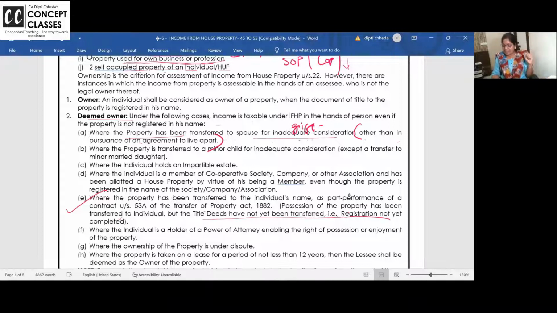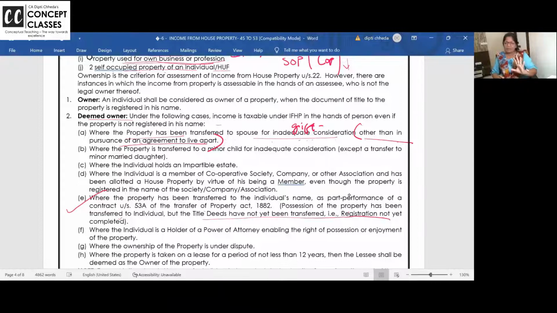It is like that, other than in consideration to live apart. See, in case of divorce, when there's a divorce, they have to give something to the wife for her future maintenance. So in that arrangement, the wife is asking for a property. And if that property is transferred, then the husband is not the deemed owner because the husband-wife relationship does not exist anymore. I know this part of income from house property is not tricky, not difficult, but it is like law.